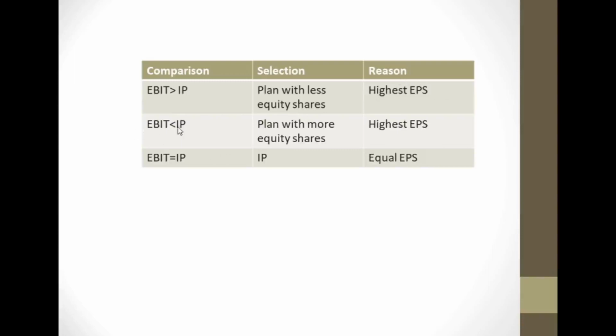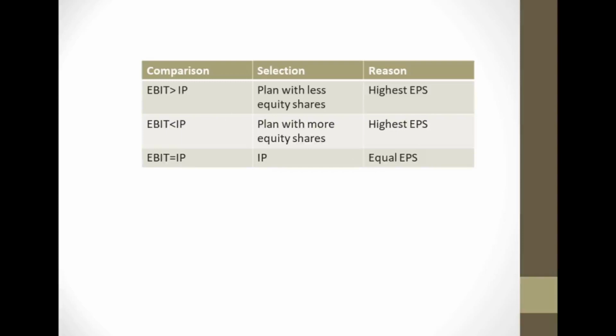Now, if the EBIT is less than the IP, or basically the IP is more than the EBIT, IP being nothing but the indifference point, then the plan with more equity shares is to be taken into consideration, because that plan will have the highest EPS. Now, if the EBIT is equal to the IP, in that case the EPS is equal, and that point is nothing but the indifference point.